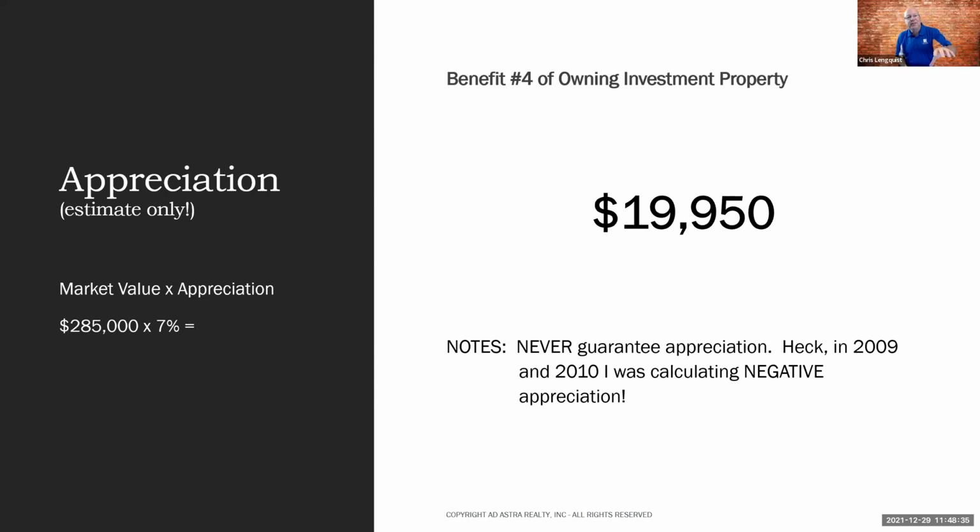So appreciation. If the market value is 285,000 and I'm expecting another 7%, which I've seen estimates of 8 or 9 in Olathe next year, I always drop it by 1 just to kind of protect myself. That means the value of that home would go up almost $20,000, so I'm going to account for that. But I can plug in whatever number feels most comfortable, 5%, 10%, whatever percent. Just be realistic.